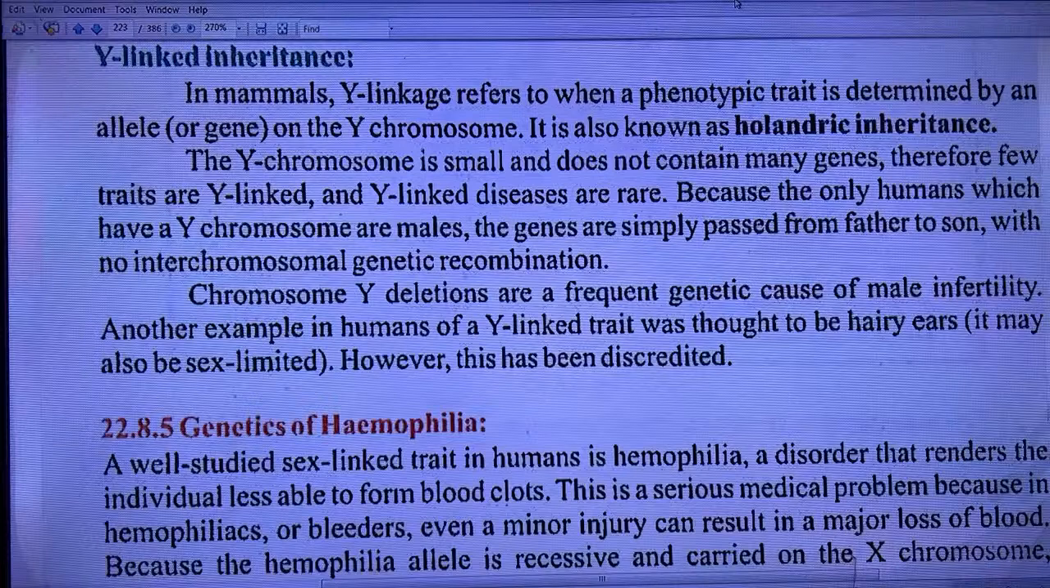Y chromosome defects are a frequent genetic cause of male infertility. Another example in humans of a Y-linked trait was thought to be hairy ears. It may also be sex limited. However, this has been discredited.